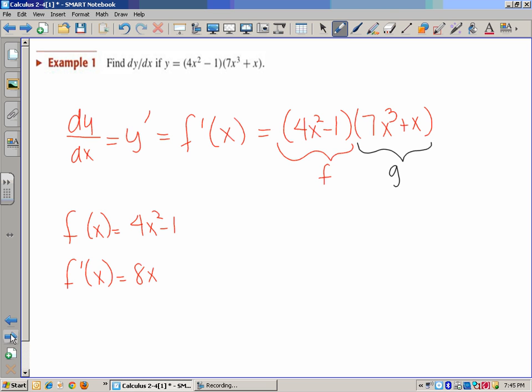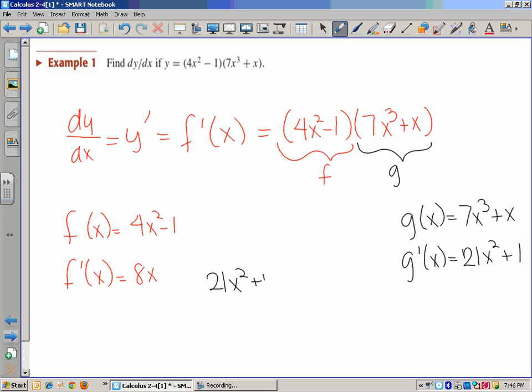Now on this side, I'm going to write the original function as identified from the original problem. And then I'm going to write g prime of x is equal to 21x squared plus 1. And I did those quickly. This is probably now the fourth day you've been doing derivatives, and so I use the power rule and the constant rule. And now I have these. Okay, so what I'm going to do now is I'm going to use the rule, which says you take the derivative of the second and you multiply it by the first.